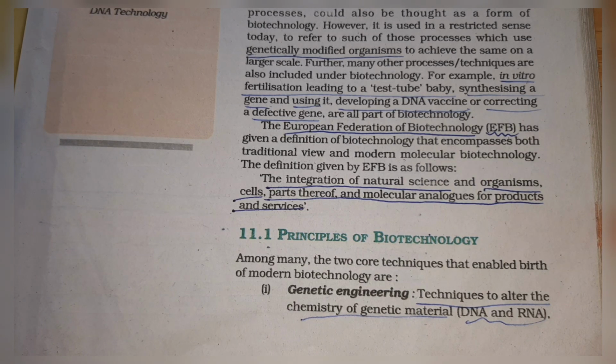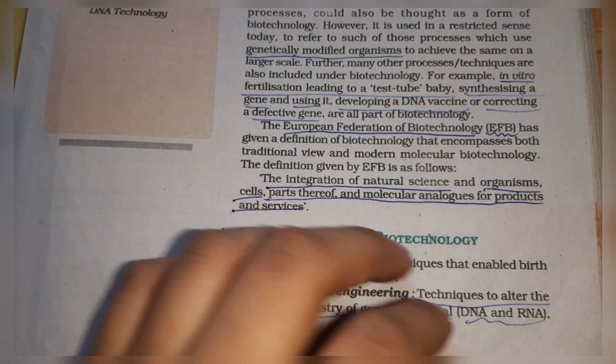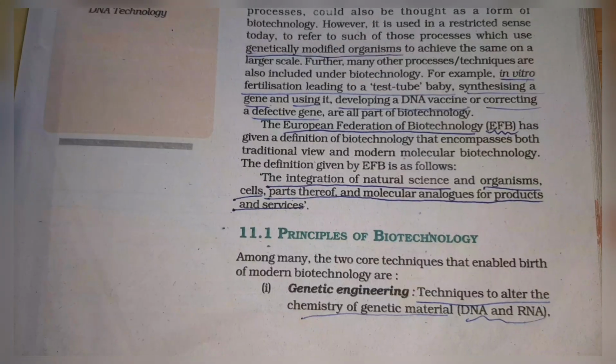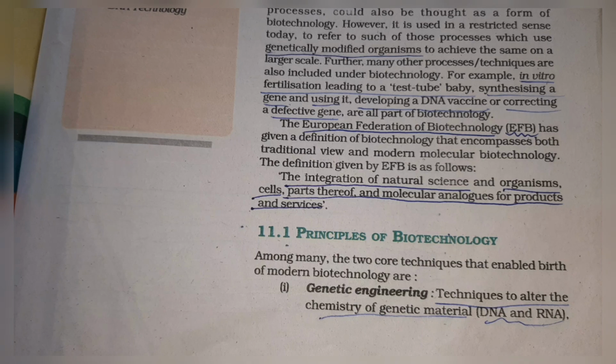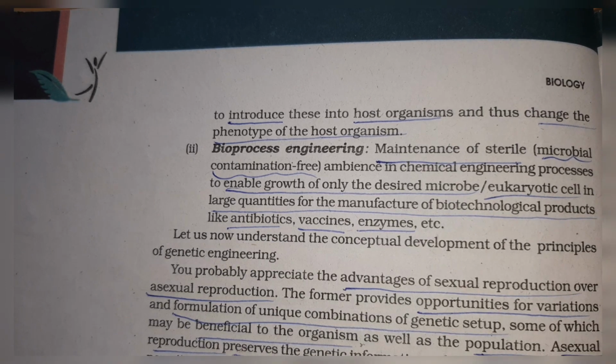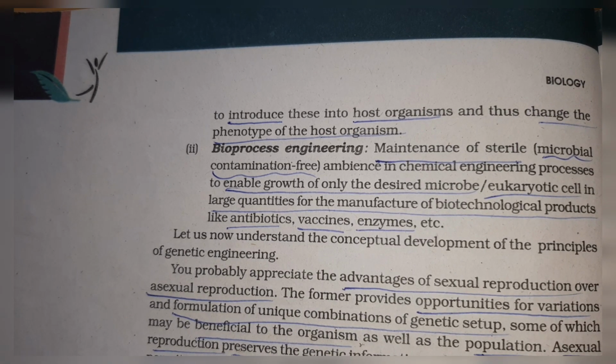Coming to the first main topic, principles of biotechnology. Among many, the two core techniques that enable the birth of modern biotechnology are genetic engineering, let's talk about that first. It means techniques to alter the chemistry of genetic material, DNA or RNA, to introduce these into the host organism and thus change the phenotype of the host organism.